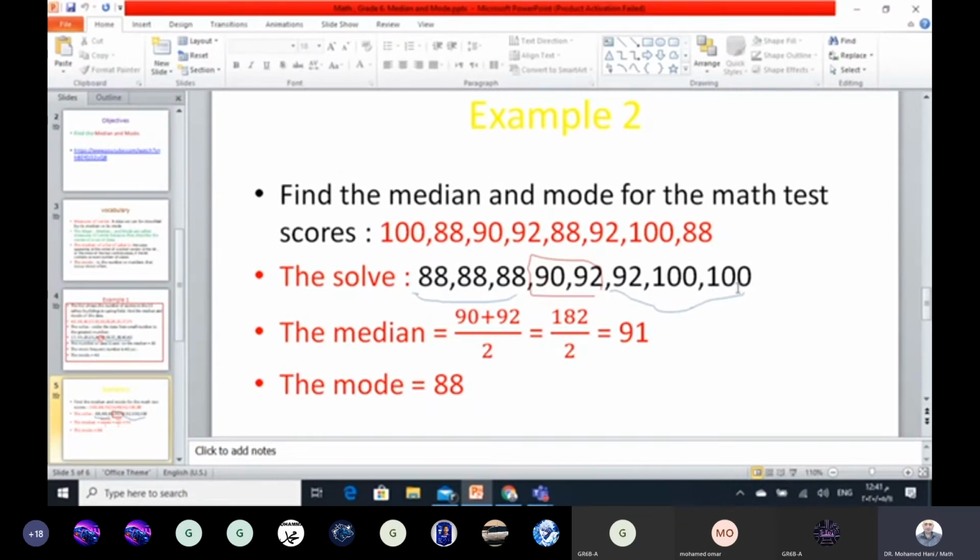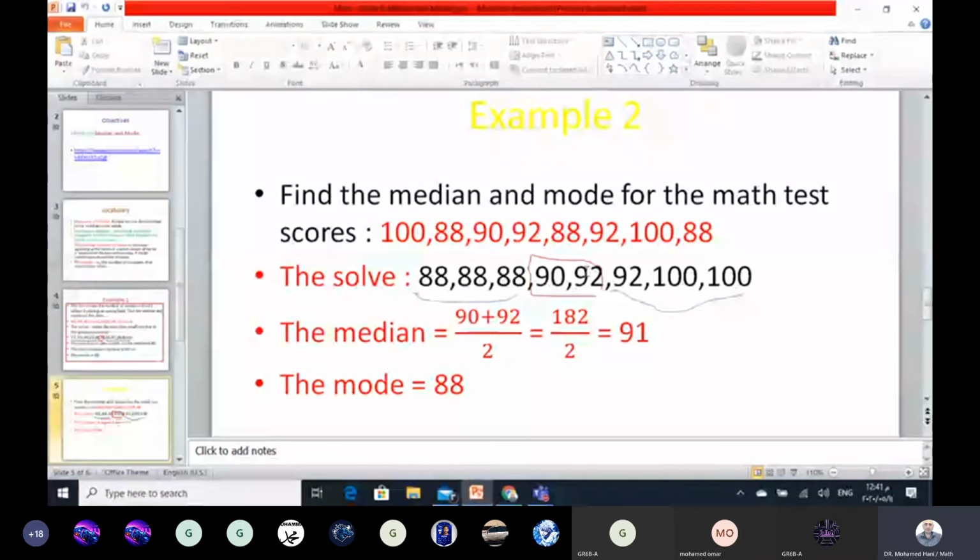Now we put the data in order from the smallest number to the greatest number. Now count the numbers in the data here. We have 1, 2, 3, 4, 5, 6, 7, 8. Is 8 odd or even? Even. When you have an even count, take the two numbers in the middle. Separate the 8 numbers: the first side 3 numbers, the second side 3 numbers. In the middle you have 2 numbers, 90 and 92.